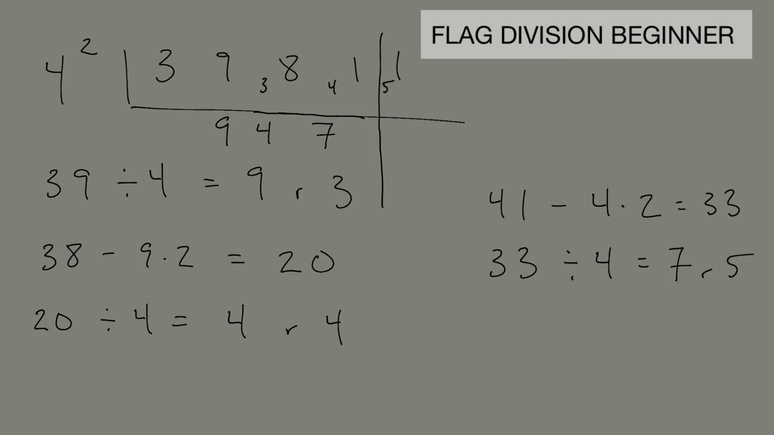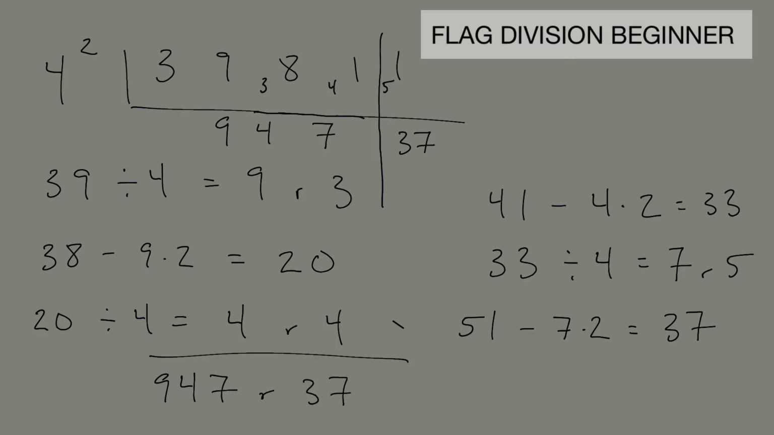Okay, last step for the remainder. Now we have this number 51. So we're going to do 51 minus 7 times 2. That's 51 minus 14, which gives us 37. Oh, this is the remainder. So 37 remainder. So here we have our answer, 947, remainder 37.